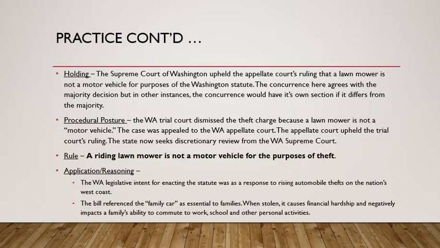The rule to take away from this case: a riding lawnmower is not a motor vehicle for purposes of theft. How does the court apply it? Well, the Washington legislative intent for enacting the statute was a response to rising automobile thefts on the nation's west coast. The bill referenced the family car as essential to families. When stolen, it causes financial hardship and negatively impacts a family's ability to commute to work, school, and other personal activities.